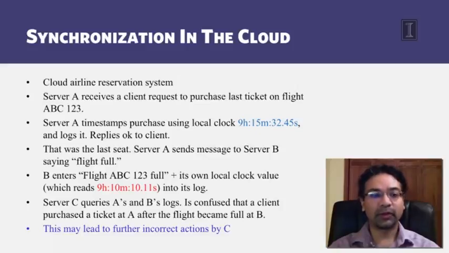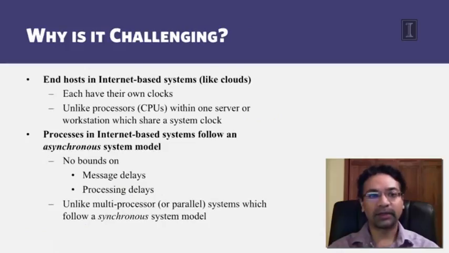For instance, C might assume that more seats have opened up on the flight, and that's not going to be good or correct for any of the passengers. So if A and B had been synchronized in their clocks, this issue would not have happened. If both the clocks had read exactly the same at any point of time, this issue would not have arisen.